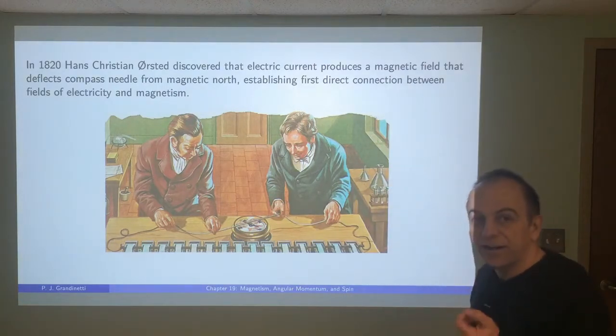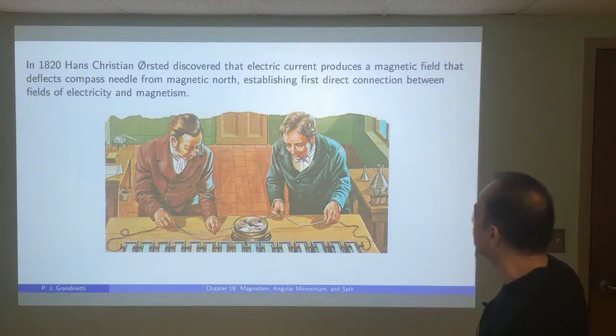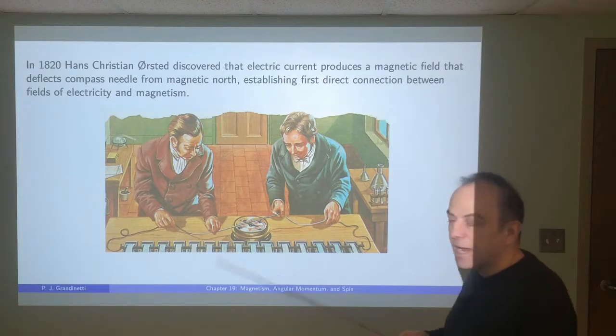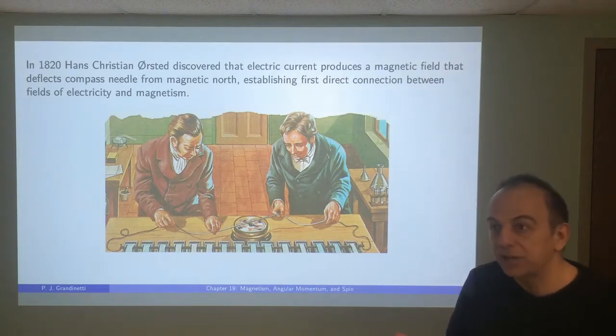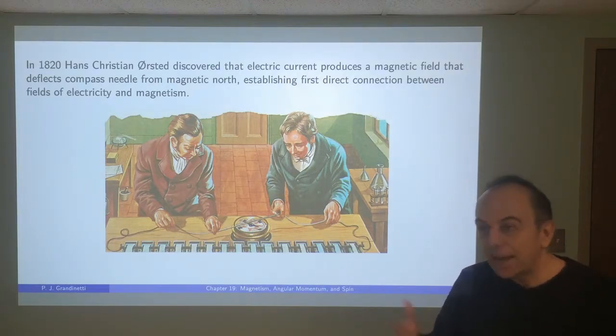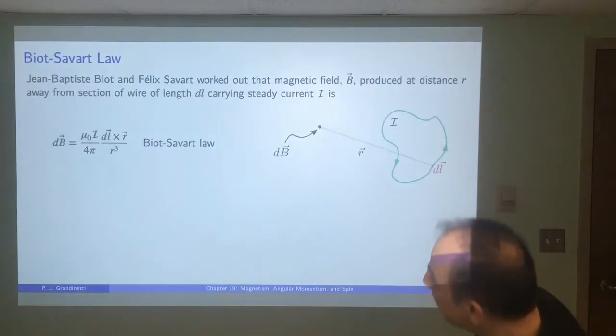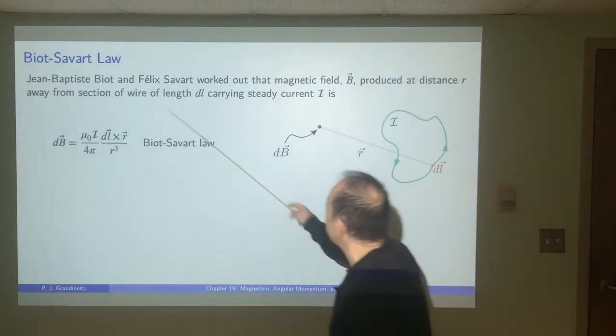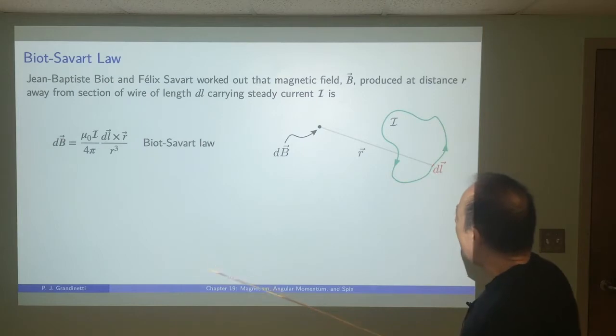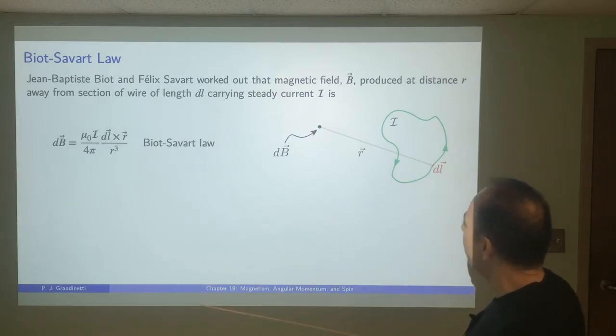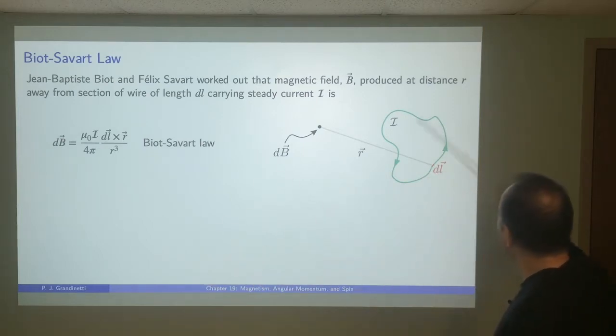And this was a very important observation, a very important experiment, because it was the first time that anyone realized that there was a connection between electricity and magnetism. Now, it wasn't long after that that Biot and Savart worked out how to calculate the magnetic field that's produced by current flowing in a wire.